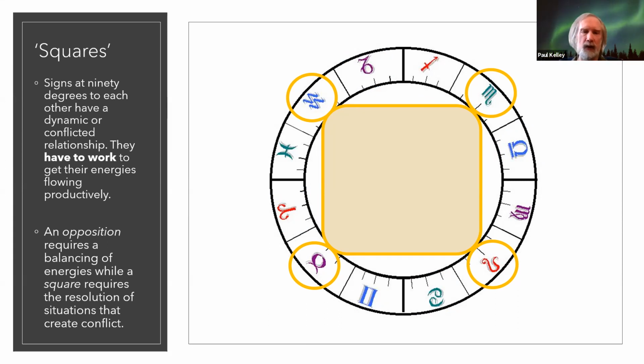An opposition requires a balancing of energies and an awareness of the common theme of the two ends of the spectrum. A square requires the resolution of a conflict. Usually it's a situation that requires conflict. Oppositions might have to do more with individuals. Squares are often worked out through a situation that requires resolving.